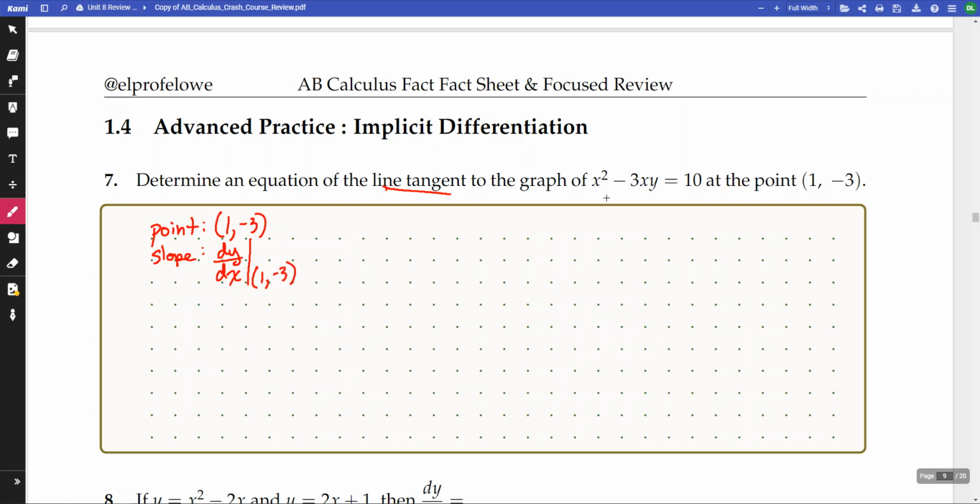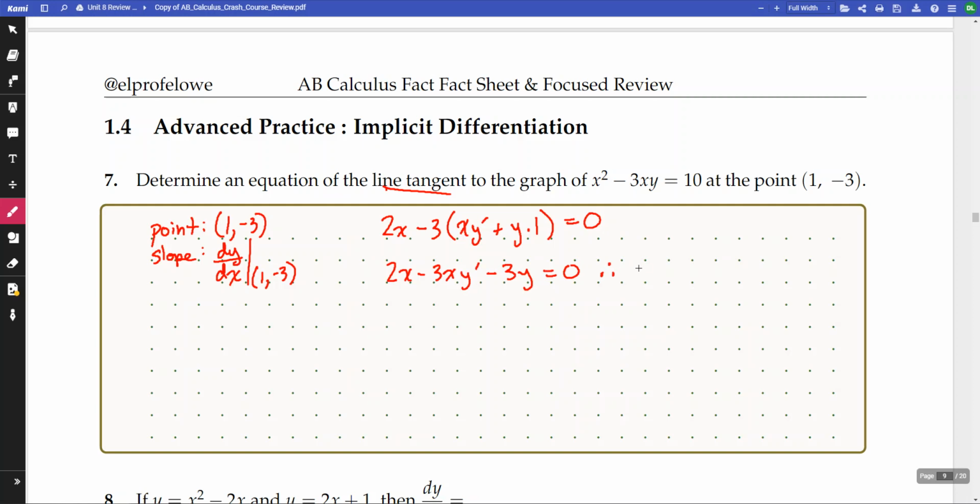So I need to differentiate here. The derivative of x squared is 2x minus 3 times the derivative of xy, a product rule. So x times the derivative of y plus y times the derivative of x equaling 0. Okay, and I have this at the point (1, -3), right? Some people like to solve for y prime first, so I'll use that approach here as well. So 2x minus 3x y prime minus 3y is equal to 0.